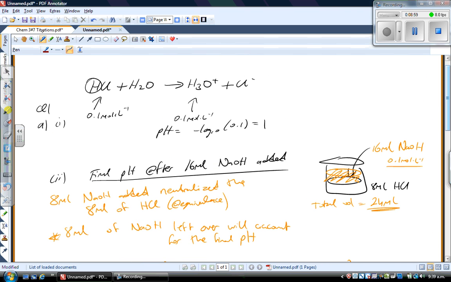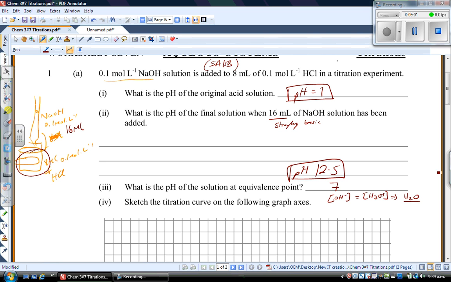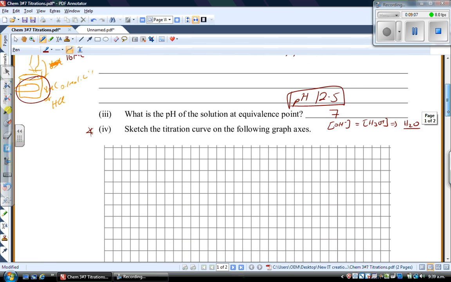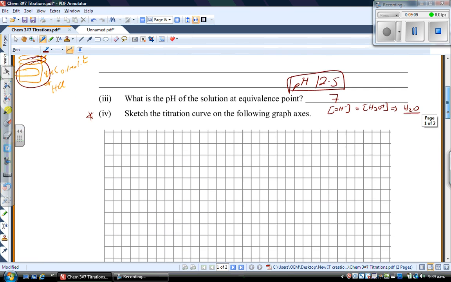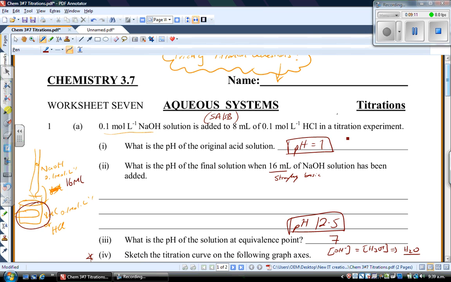Okay, so if we go back to our questions, the last thing we need to do is point 4 here, sketch the titration curve on the following graph axis. All right, so we need to use the numbers that we have. The first number we have is the starting pH of 1. So use a highlighter pen here. So starting pH of 1.